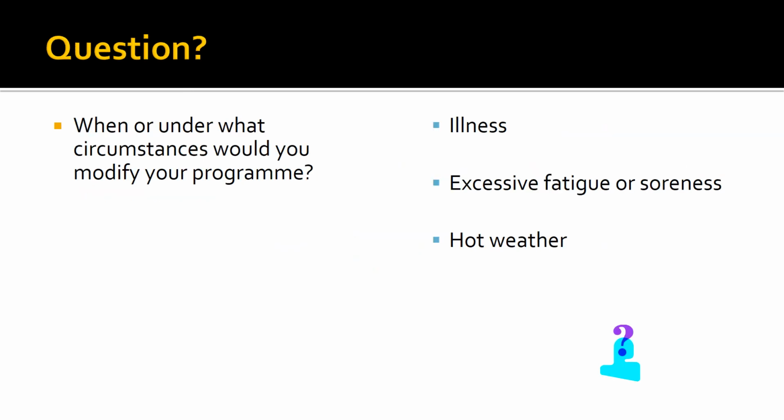Sometimes, you may want to modify the exercise program to individualize it to the person. For example, some situations where the exercise program needs to be modified or stopped are as follows: illness, excessive fatigue, and hot weather.